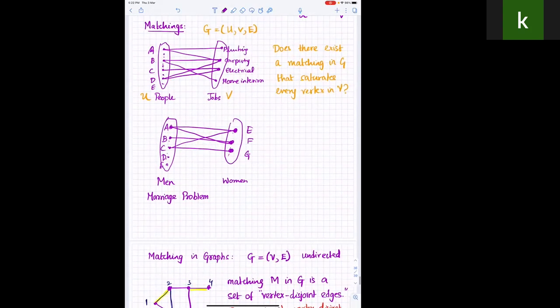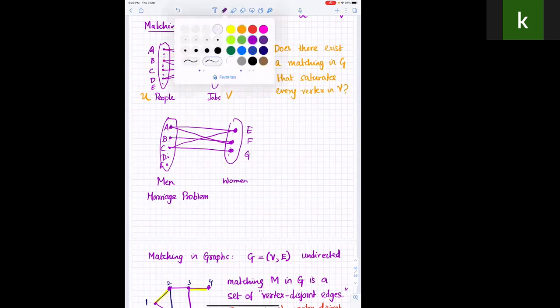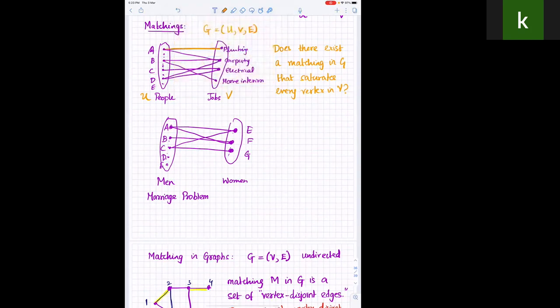For example, let's just try to see. So A to plumbing, B to carpentry, C to electrician. So this is a perfect matching. Just draw it in a different color. This is a perfect matching that saturates. Is this clear?